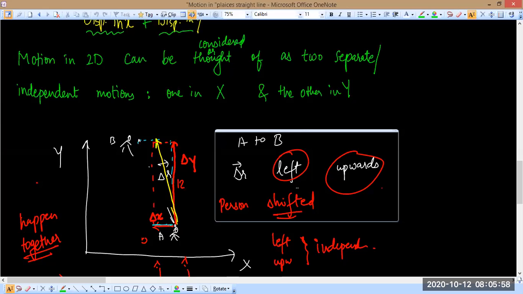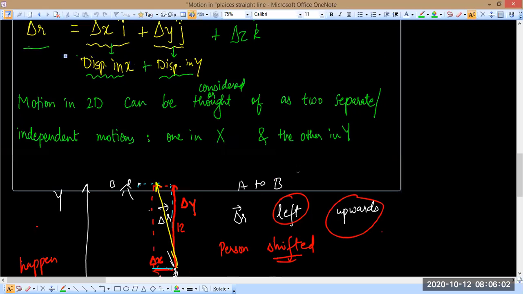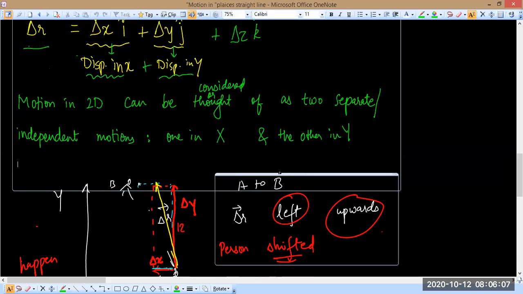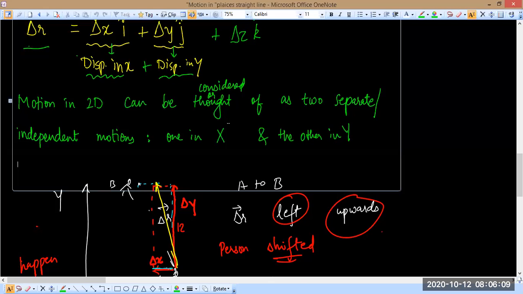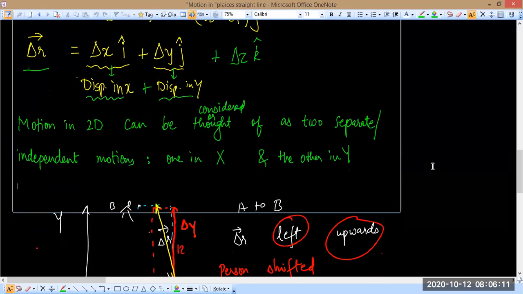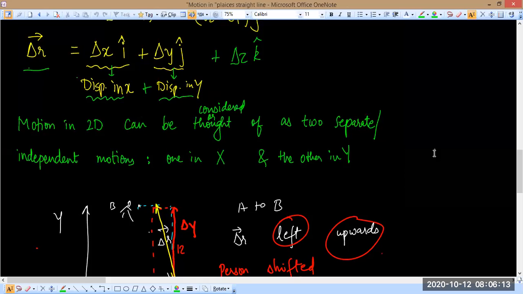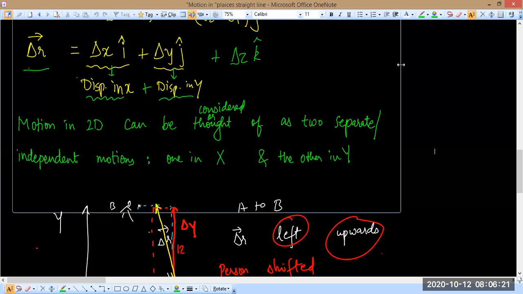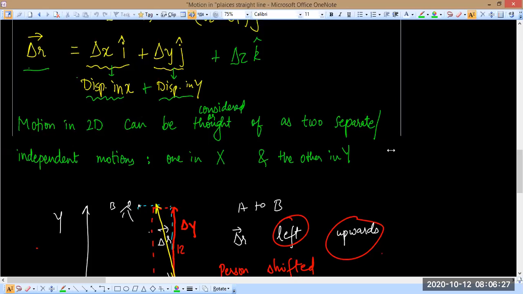This is what we did the last time. We were talking about the displacement vector and its components. The last thing I explained was that you can consider that the motion in 2D, that is motion in two dimensions or in a plane, can be considered to be two separate or independent motions, one in the x and the other in the y axis.